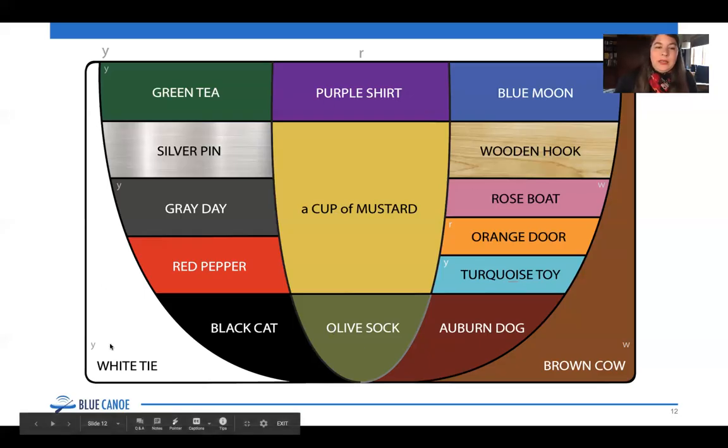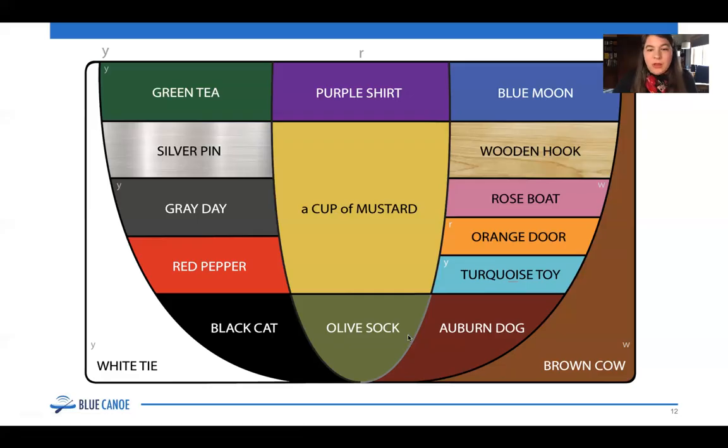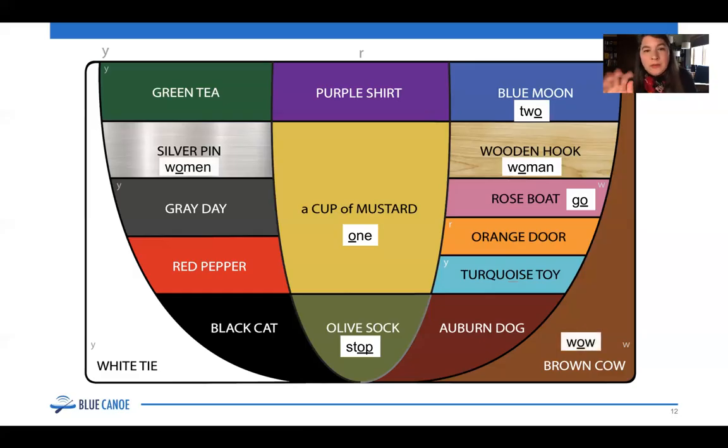But these 14 vowel sounds, not Auburn dog, are important for you to practice because, as you can see, those 7 words from 1 to go, stop, woman, women, wow, now you can see the difference. The letter is the same. There's O, O, O, O, O, O, O. 7 different sounds.